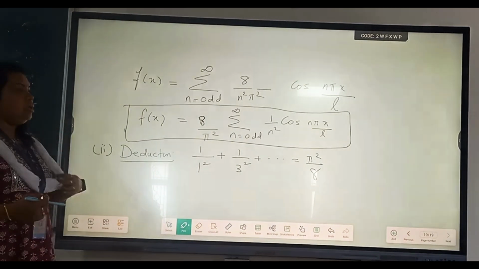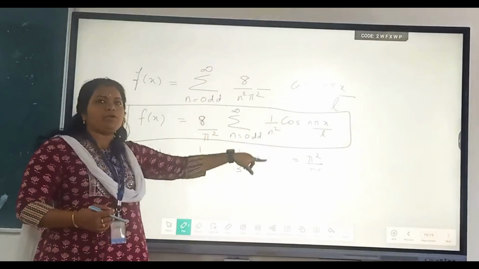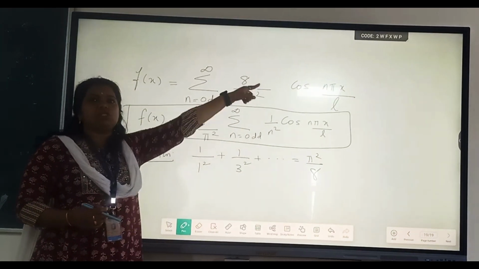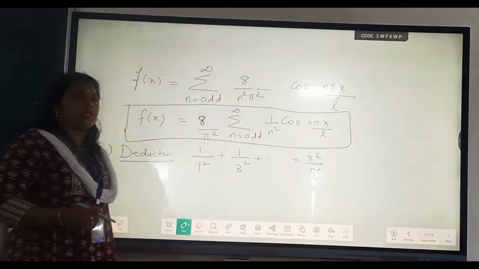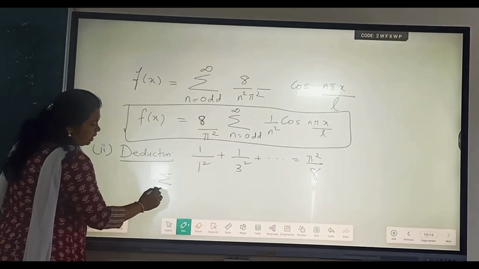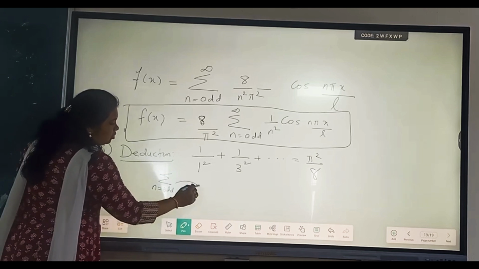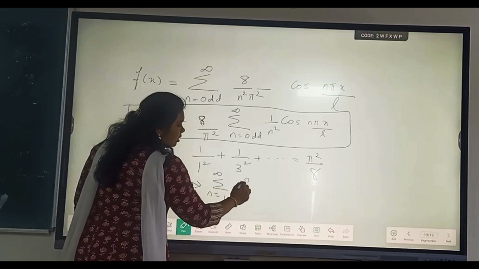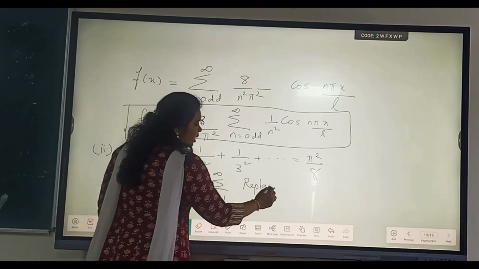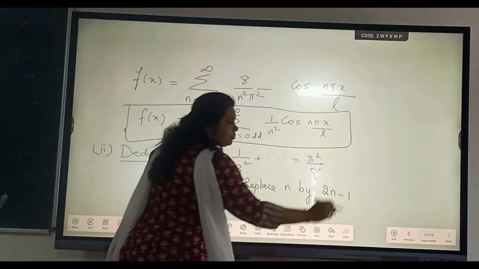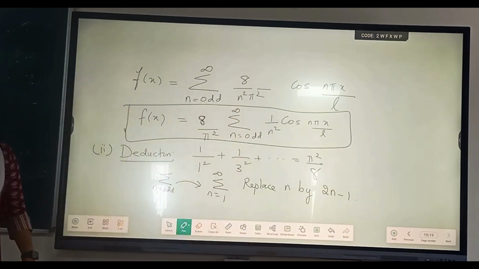So, you can continue with the odd numbers and you can finish it. But there is a format. When the sum over odd n is changed to summation n equal to 1 to infinity, what do we have to replace? n by what? 2n minus 1. You have to replace n by 2n minus 1.